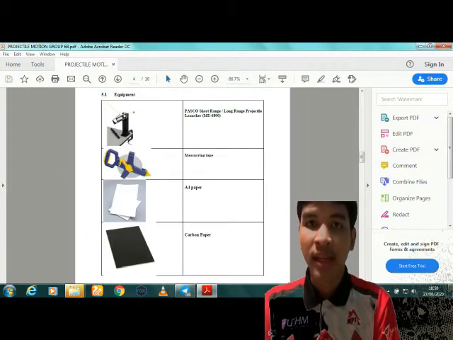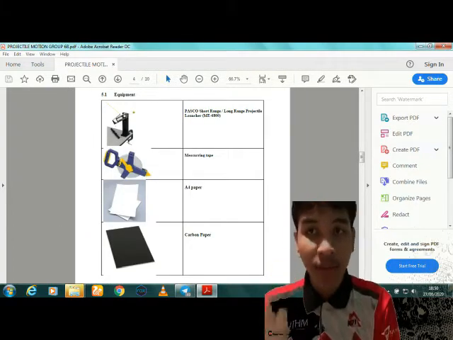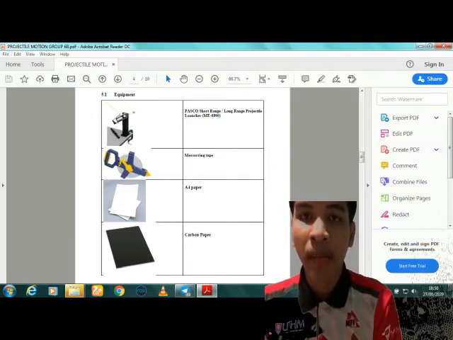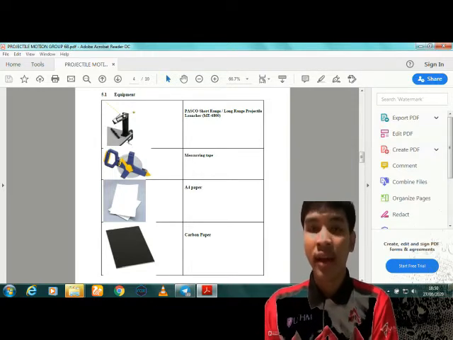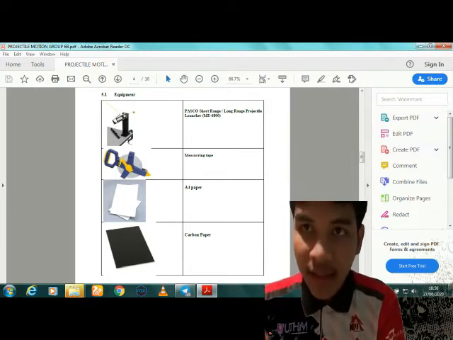And lastly, equipment. First, the equipment is the Pasco short range projectile launcher ME-6800, a measuring tape, A4 paper, and carbon paper. That's all. Thank you.